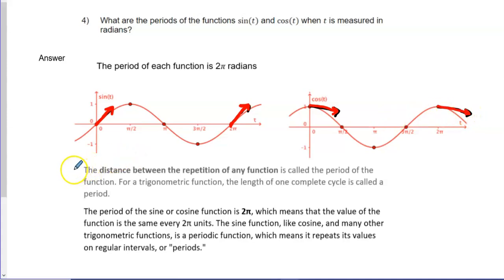And so the distance between the repetitions of any function is called the period of the function. The period of the sine or cosine function is 2 pi, which means that the value of the function is the same every 2 pi units.